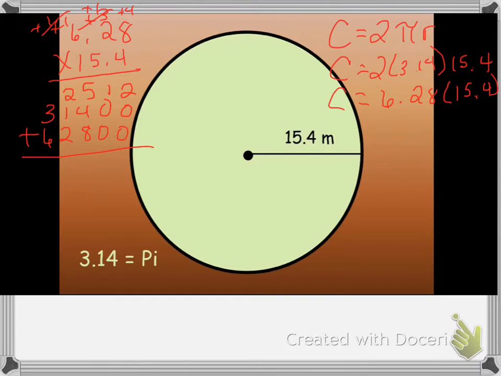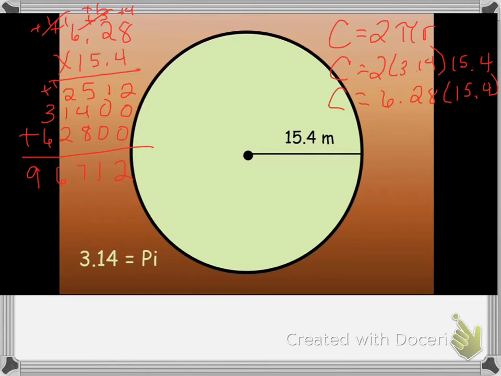I'm going to add this together. 2 plus 0 is 2. 1 plus 0 is 1. 5 and 4 is 9, plus 8 is 17. 2 plus 2 is 4, plus 2 more is 6. And 3 plus 6 is 9. So then I have 3 digits behind the decimal place.